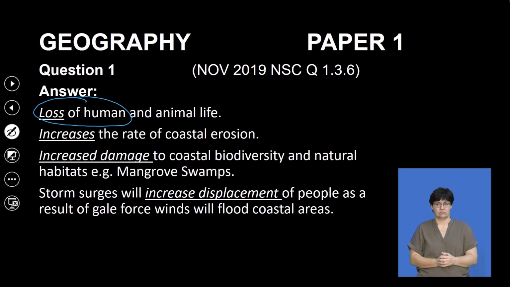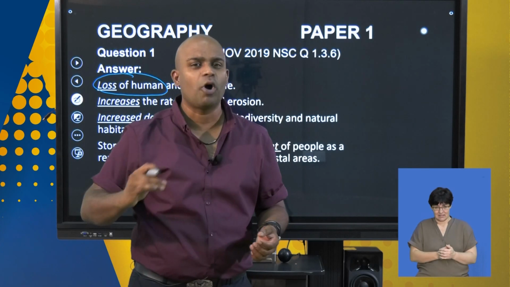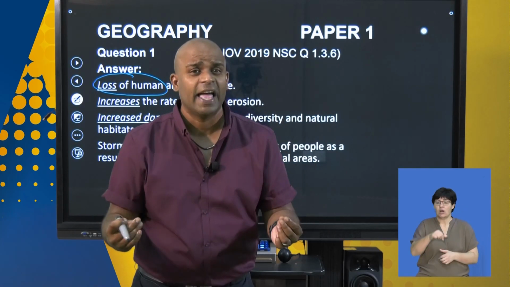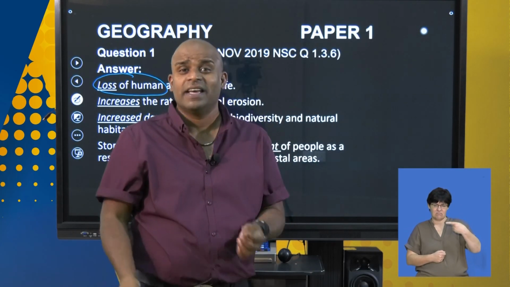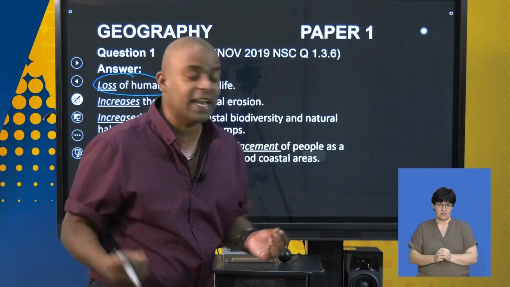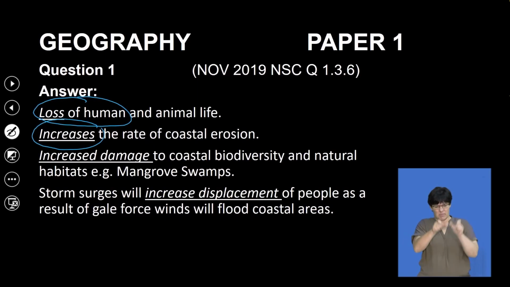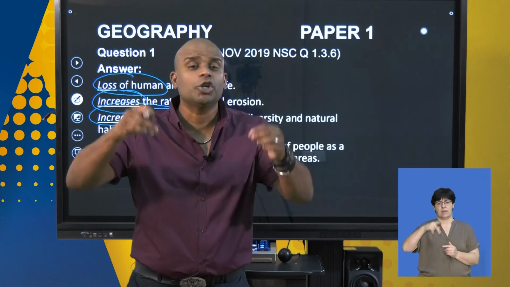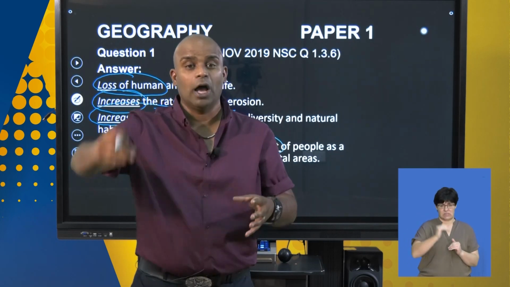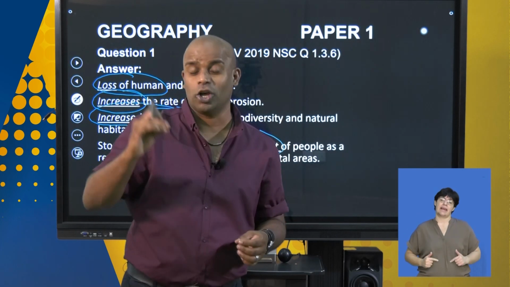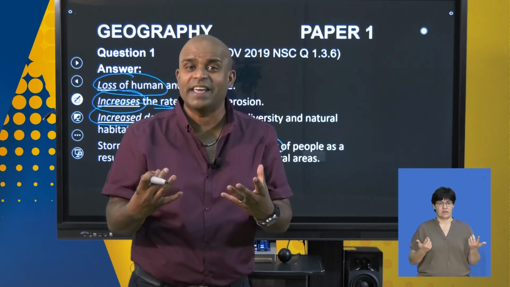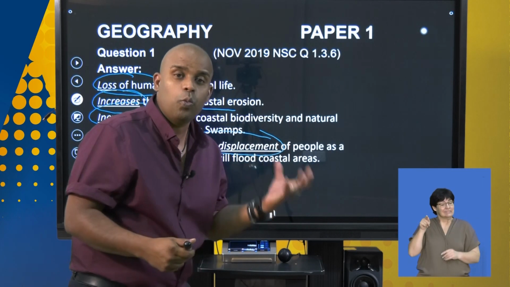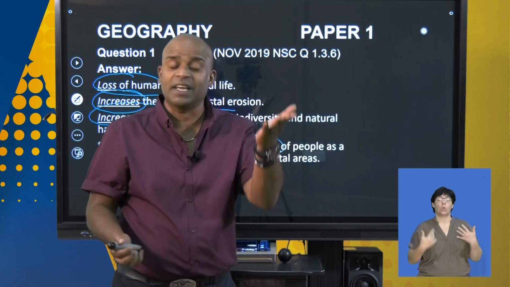Loss of human life. Immediately, I'm responding in terms of the social. And this answer is common. Start using it. Loss of human life. Increases the rate of coastal erosion. Increased damage. Increased displacements. What are you noticing? It's not good enough just to include the word life or loss of life. You must qualify it. And in this particular example, the words that are being used are increasing.